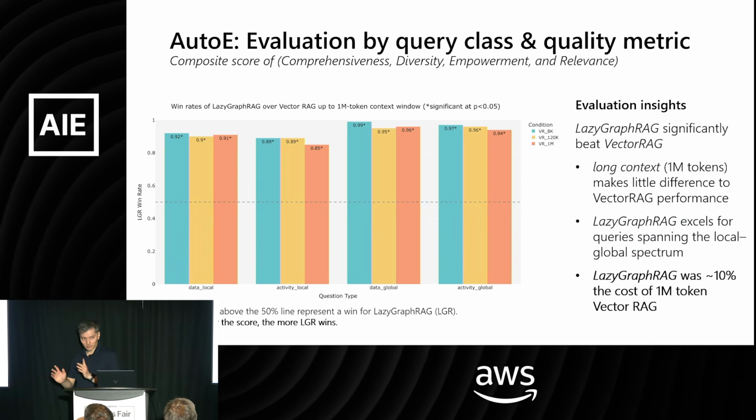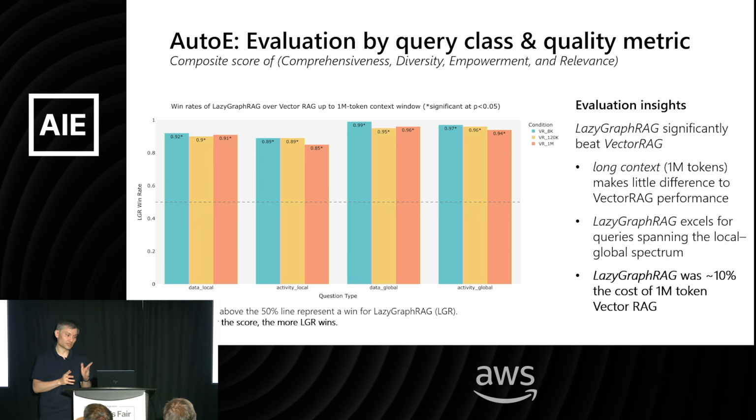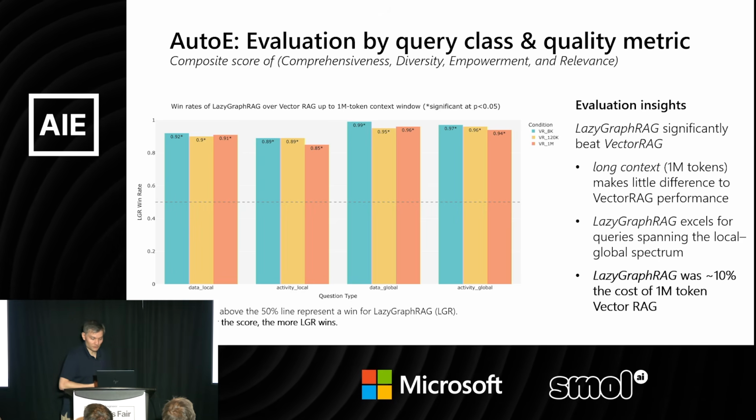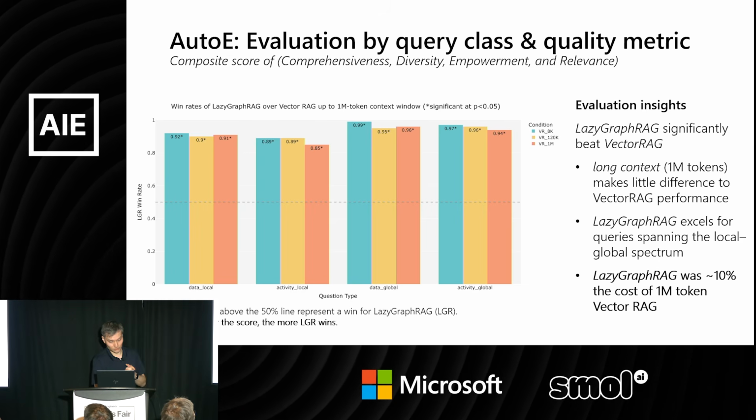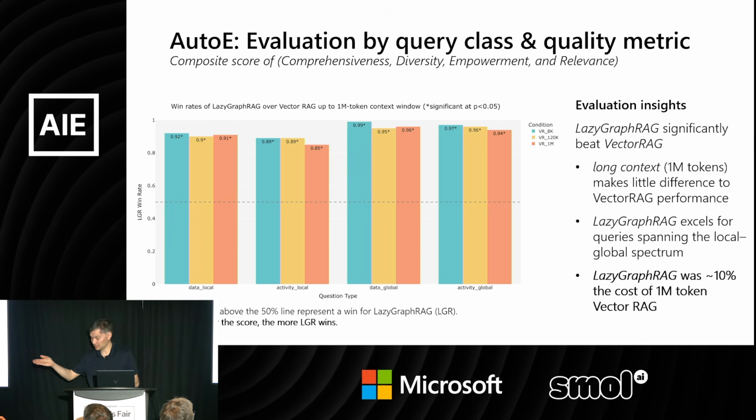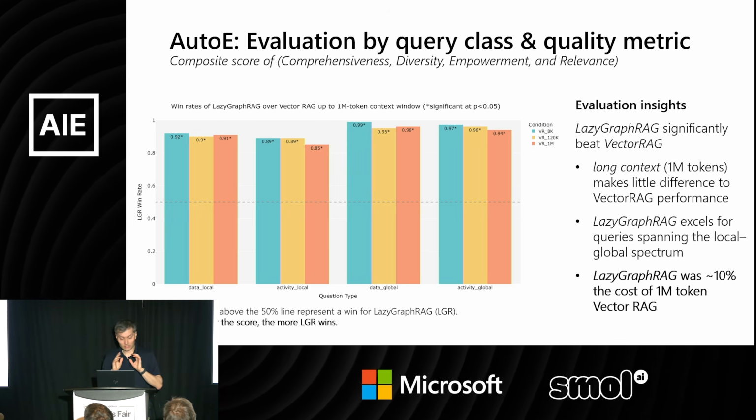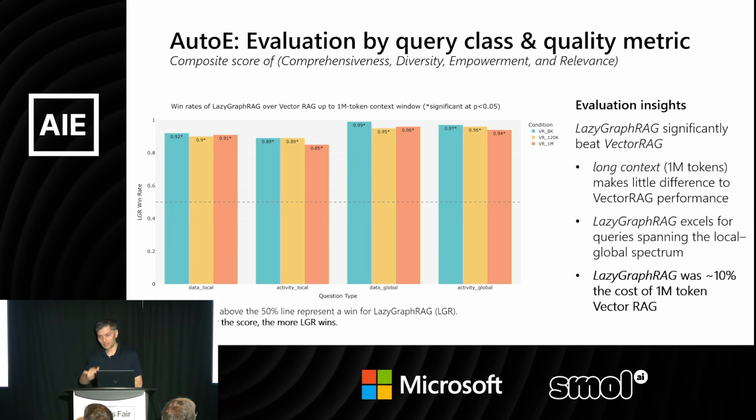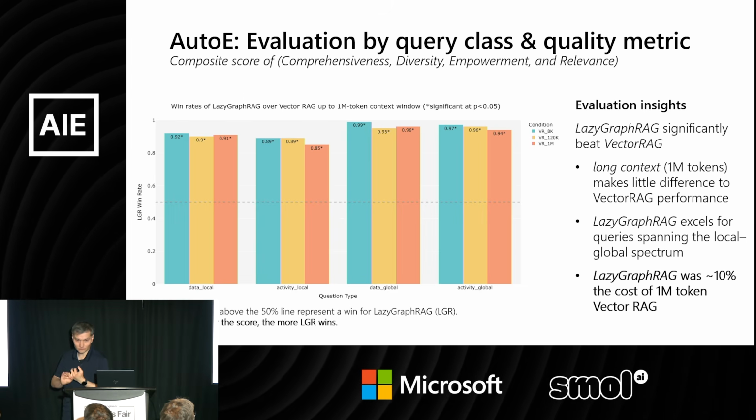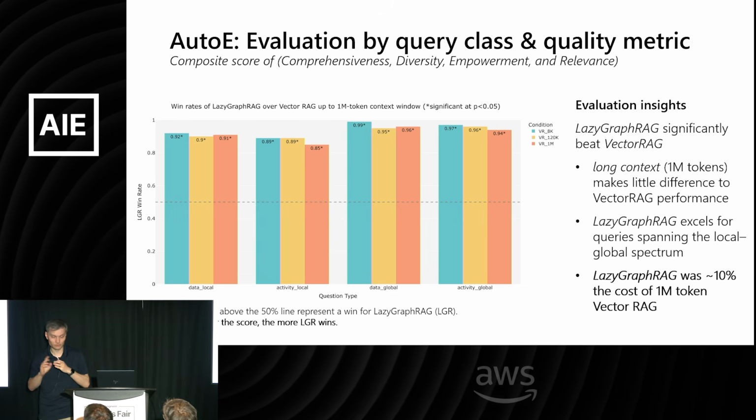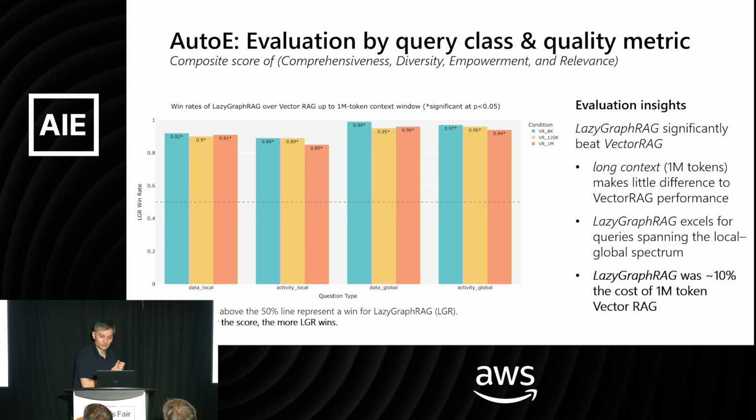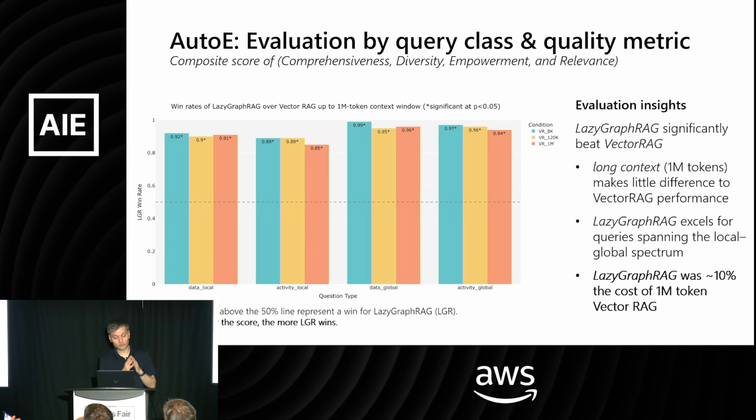Now, once you generate those questions, we can then start measuring them using AutoE, which is the evaluation platform that we released along with this as well. So just to show you how this works in practice, it gives you a composite score of 4 metrics. The first is comprehensiveness, diversity, and empowerment, which, if you're familiar with our paper, are the 3 original ones that we used back then, and a new one that we call relevance.